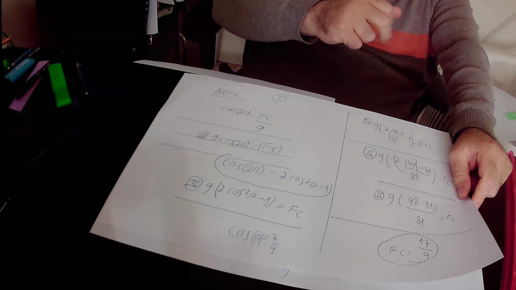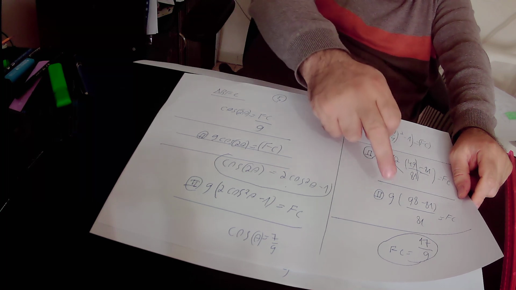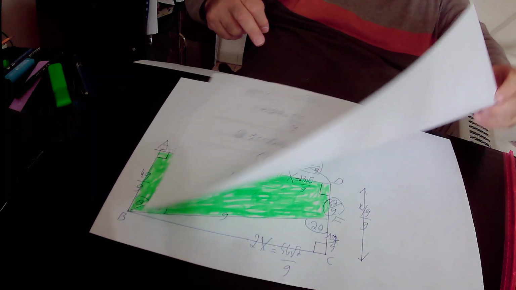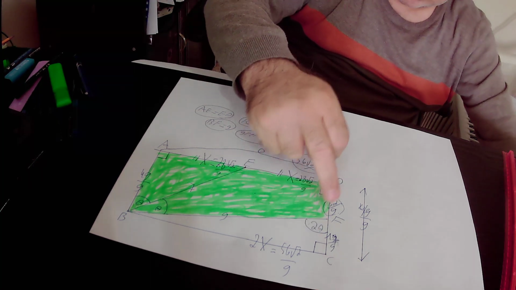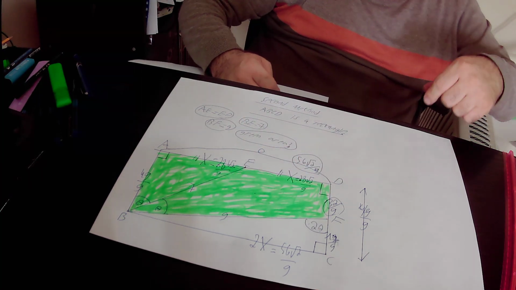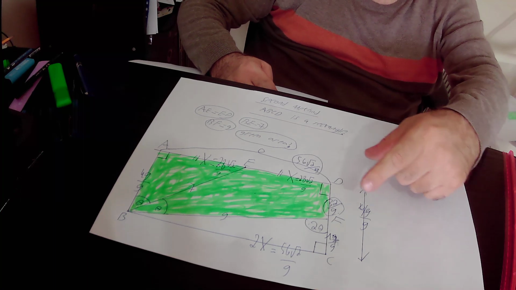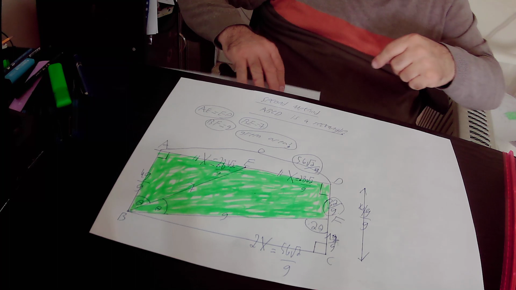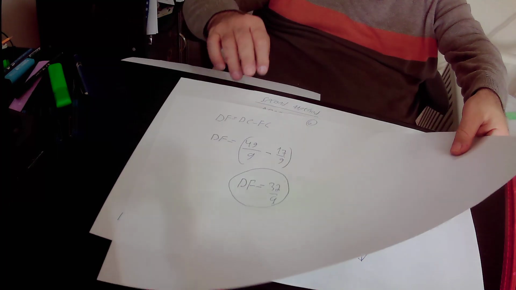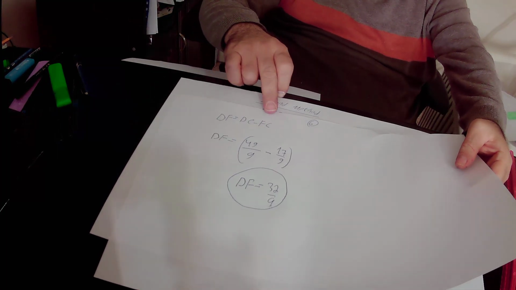98 minus 81 is 17. So in conclusion, we found out that FC equals 17 over 9. And what is the value of DF? DF equals DC minus FC. Okay? DF equals DC minus FC.